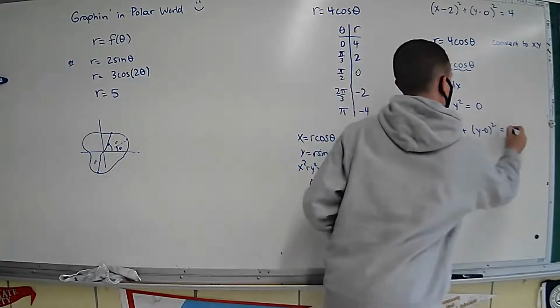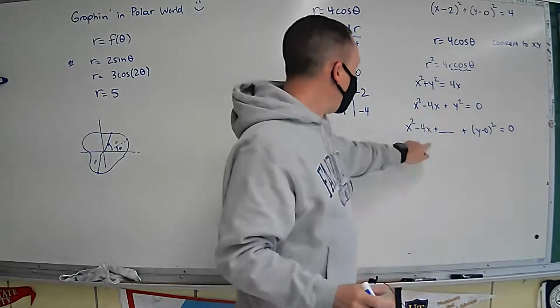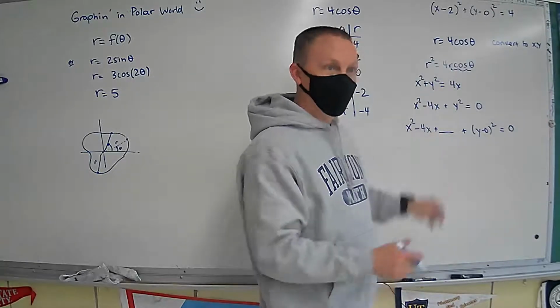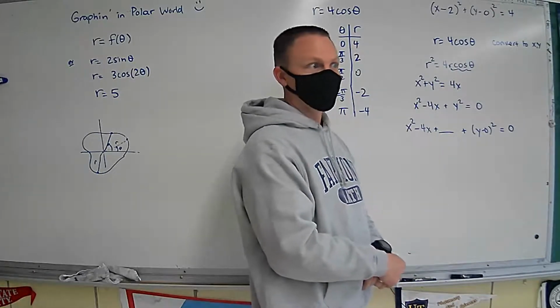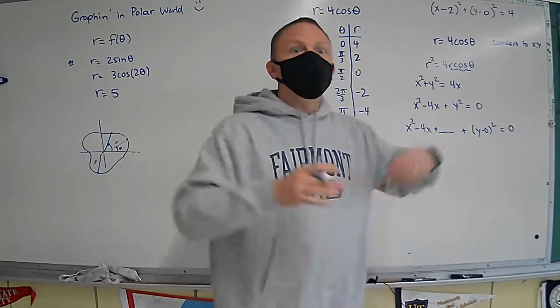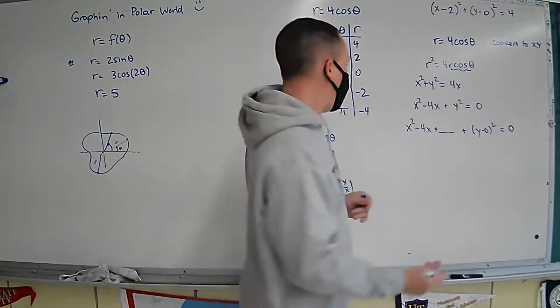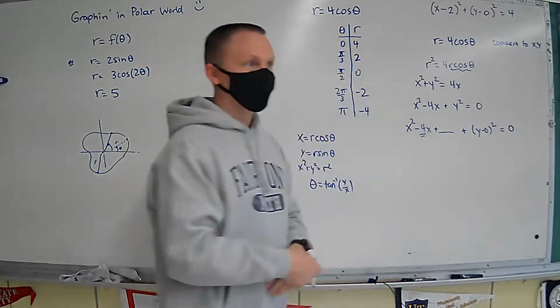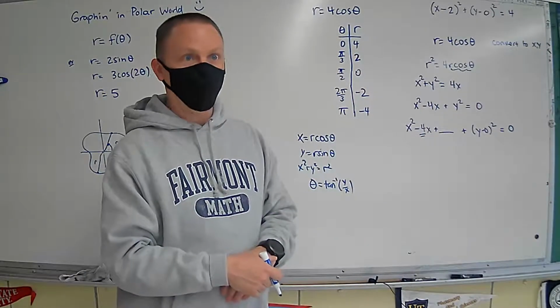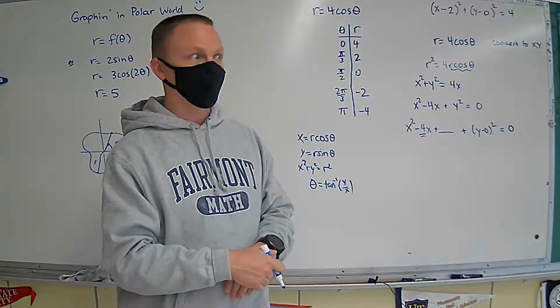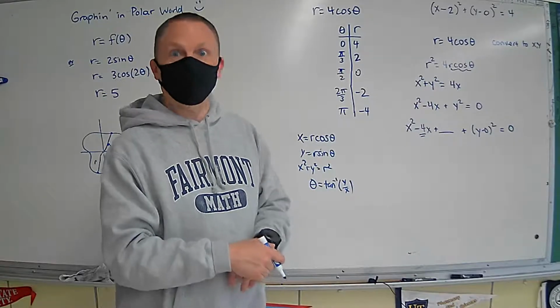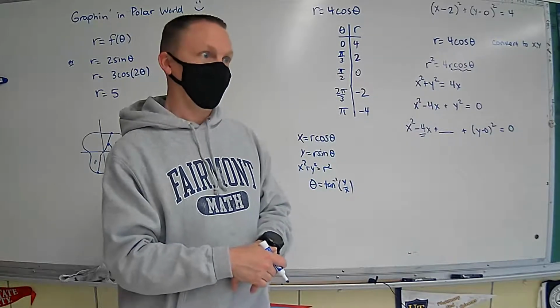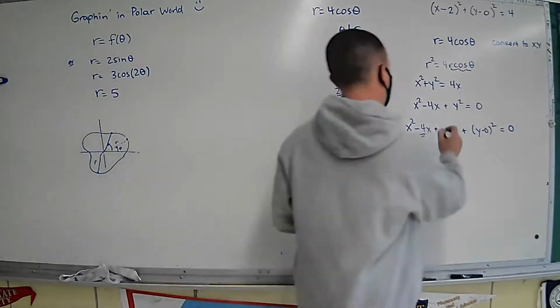And I got 0 on this side. So what do I need to add to this right here to make it a perfect square? Okay? Well, if you're not sure, the way you figure it out is you look at this number right here, and you take half of it, which is 2, and then square it. What's 2 squared? 4. So I'm going to add that 4 there.